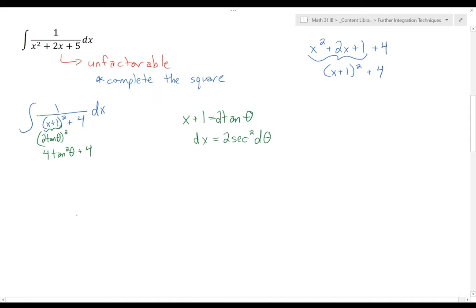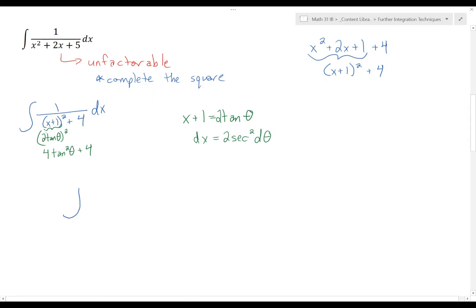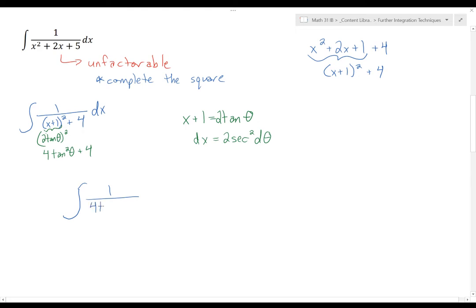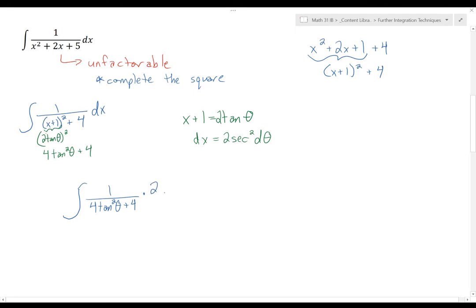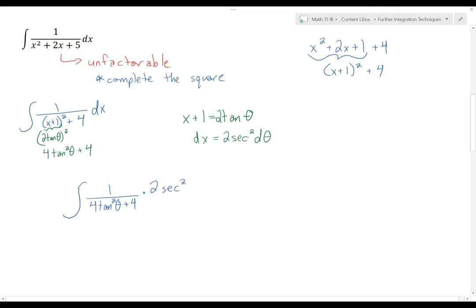I'm going to replace x plus 1 with 2 tan theta, which now gives me 1 over 4 tan squared theta plus 4. And I'm going to replace dx with 2 times the secant squared. Oh, I missed a theta in there. So 2 times the secant squared of theta d theta.